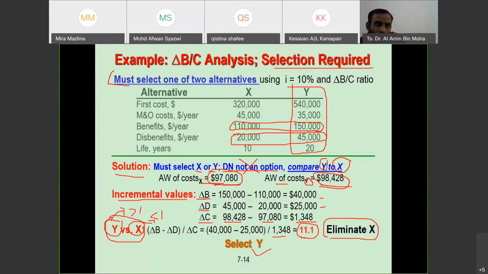Okay. So I hope you understand this as well. Is there any confusion? Basically, when you go through more examples, it's going to be clearer for you.